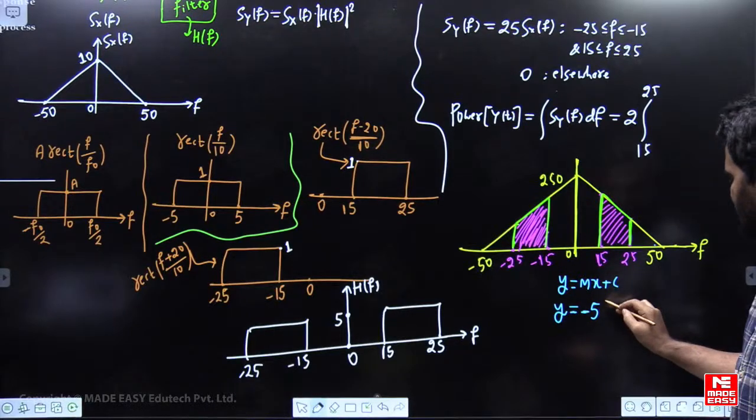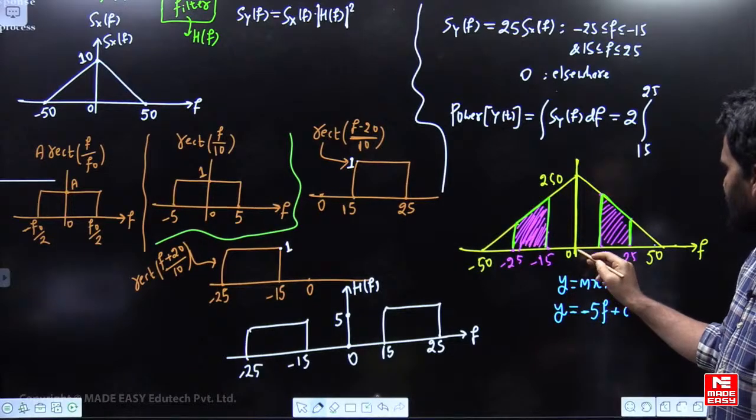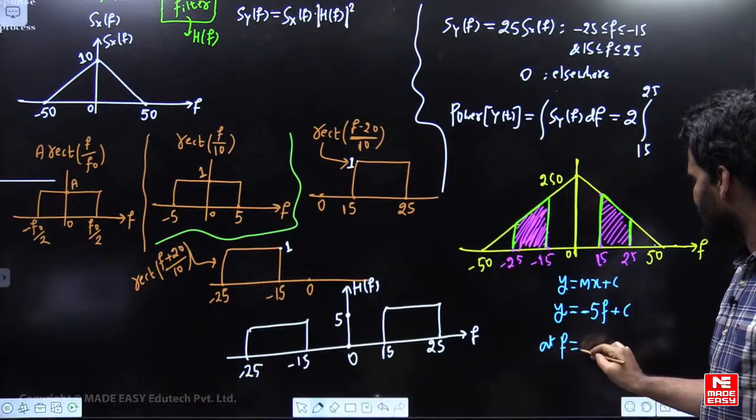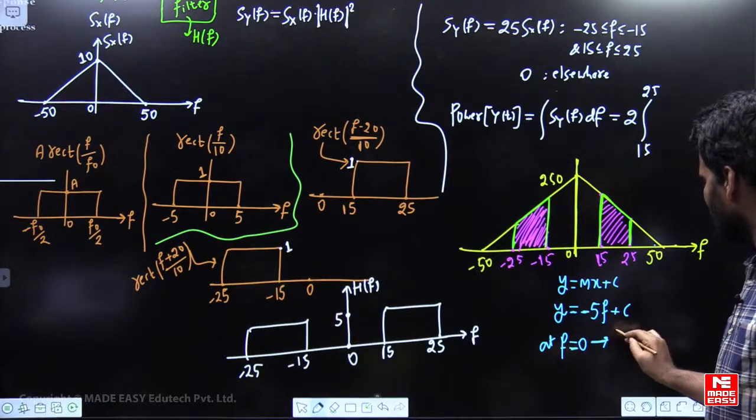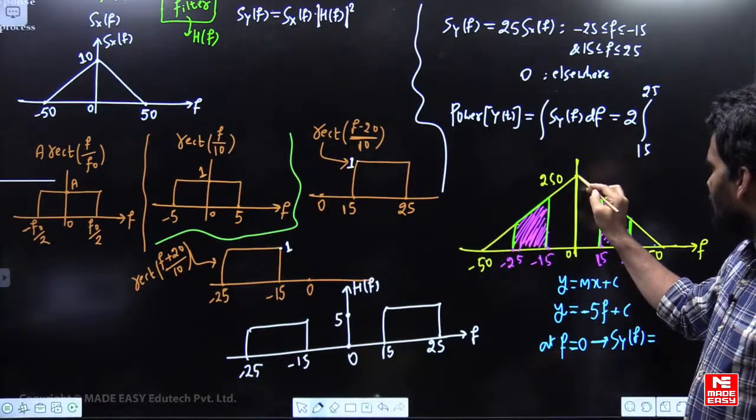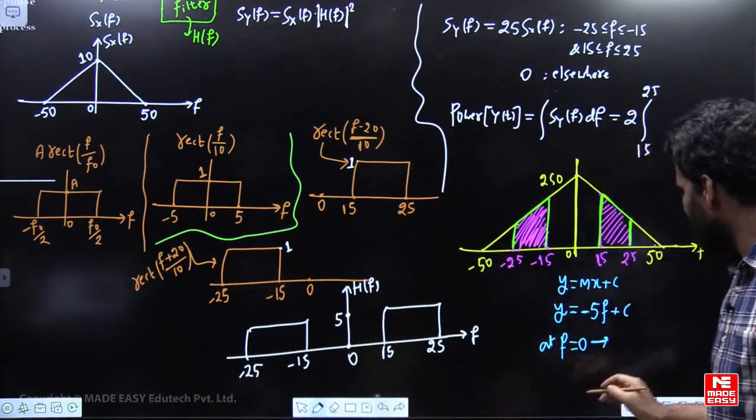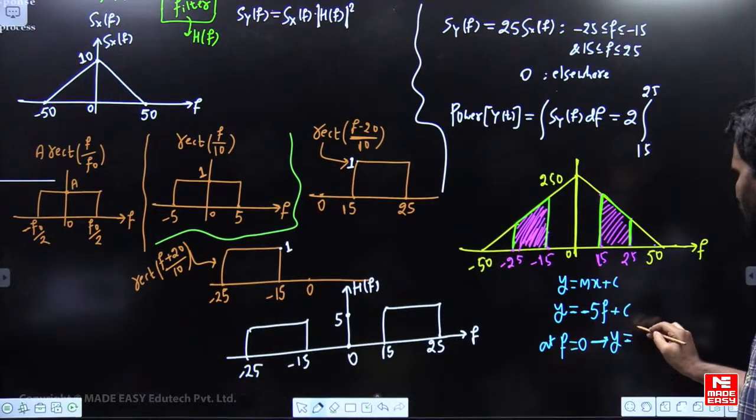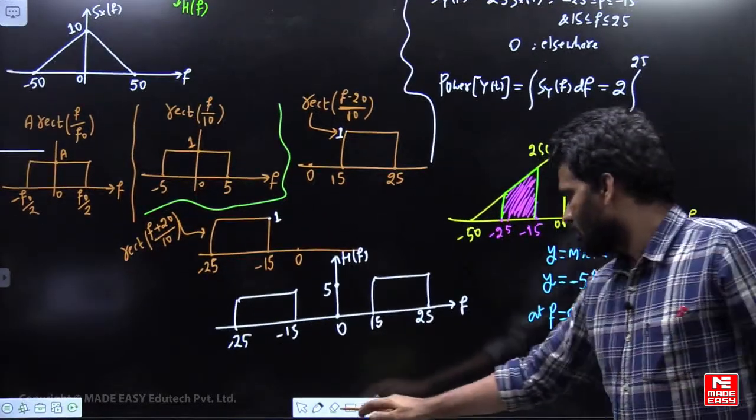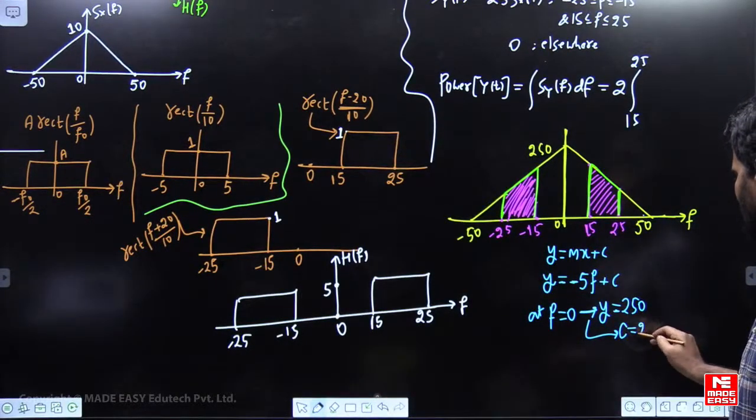Okay, and the x axis variable is f plus c. How to get the c value here? At f equals 0, y is 250. So from this you will come to know that at f equals 0, y is 250, so c will be 250.